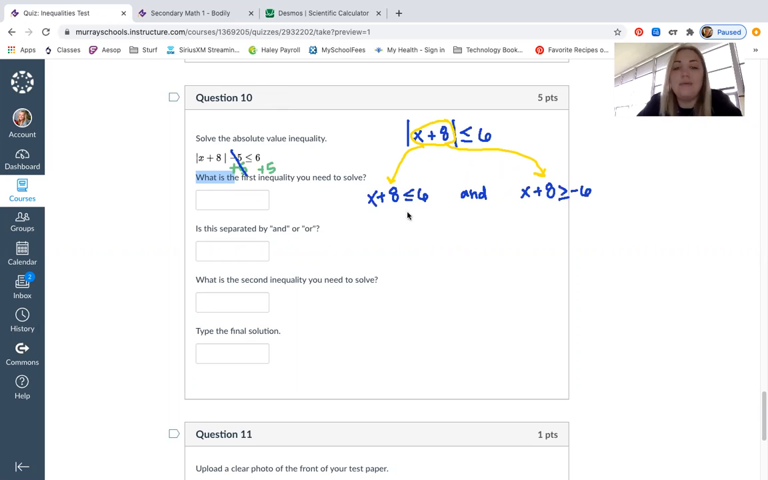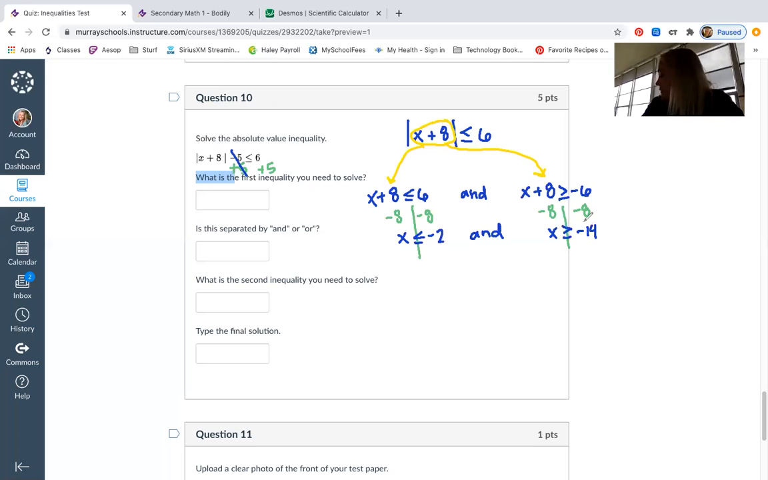All right, then we can subtract 8, and I've got x is less than or equal to -2. And on the other side, I can subtract 8, and I get x is greater than or equal to, what is that? -6 minus 8 is -14. All right, so my final answer there is, hold on, I'm seeing a mistake in my work.